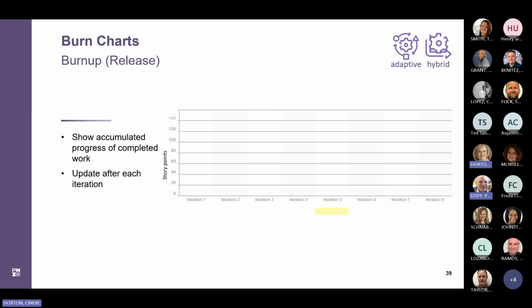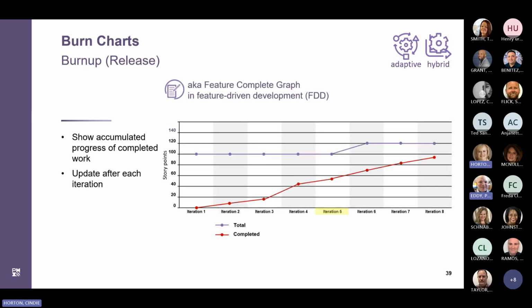Where the burn down chart shows the number of story points remaining or the amount of risk exposure that has been reduced, a burn up chart tracks the amount of work done compared to the expected work that should be done. The purple line shows the total number of story points to be completed for the release, but we can see in iteration 5 an additional 20 story points were added.